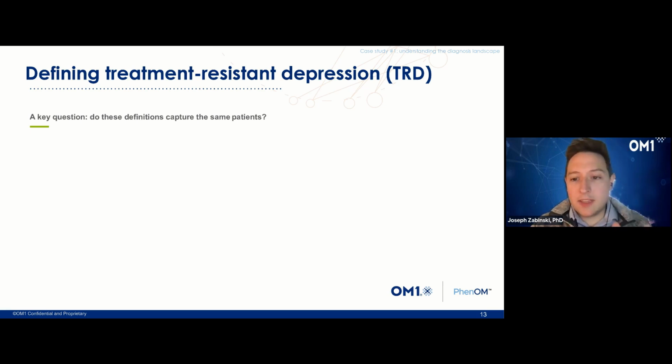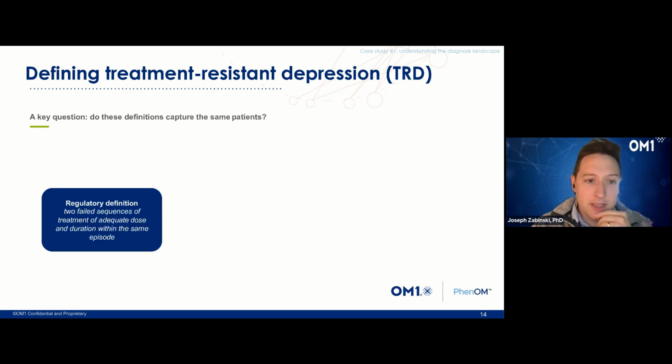So there's the key question that frames this issue right now in understanding treatment-resistant depression patients' journeys, which is, we have several definitions. Do they capture the same patients? So, we could start with the regulatory definition. This is the definition that's most commonly used by regulators when considering clinical trial endpoints and criteria for examining new treatments. That says 2 failed sequences of treatment of adequate dose and duration within the same depressive episode.